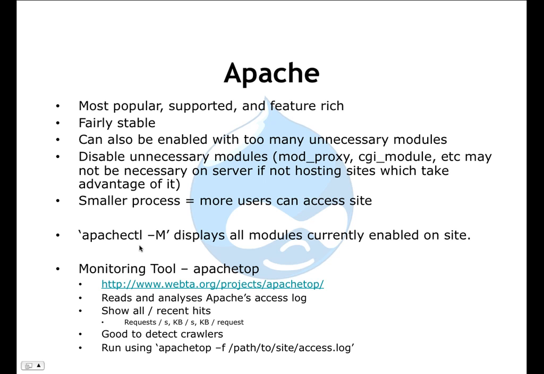If you use the command apache-ctl -M, which is right here, it'll display all of the modules that are currently enabled on your site. So that'll give you an idea of which modules you can then disable from there. A tool that you can use for monitoring Apache in better detail is ApacheTop, which reads and analyzes the Apache access log for any of the sites that you may have. So it'll show all or the recent hits. It'll show the requests per second and many other details. It's good to be able to detect crawlers with too.